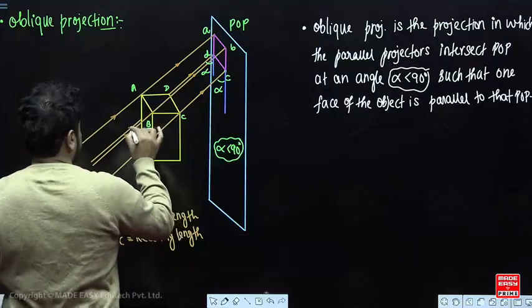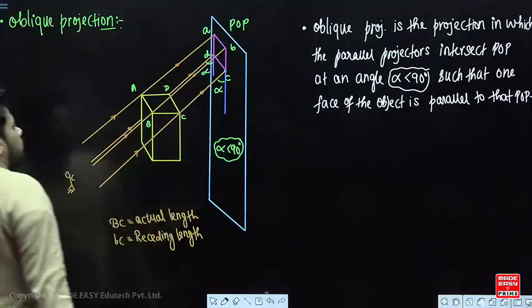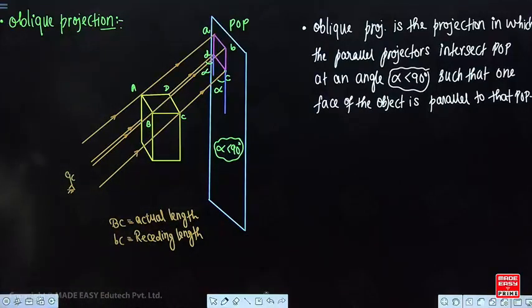Can you see? Rays are still parallel to each other.